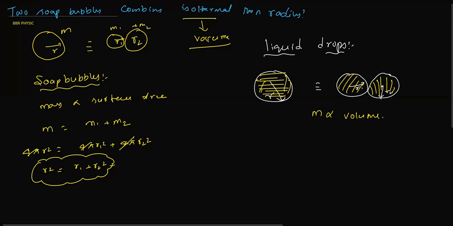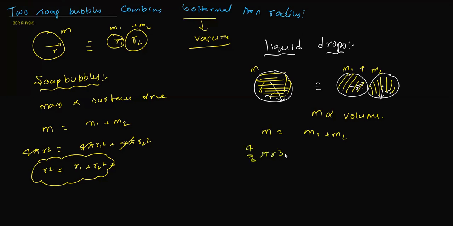Okay. So let this mass be considered as m, this mass as m1, and this mass as m2. So m1 plus m2 should be equal to what? m. Therefore m equals m1 plus m2. Since it is directly proportional to volume, now 4 by 3 pi r cube is equal to 4 by 3 pi r1 cube plus 4 by 3 pi r2 cube, which we got here.